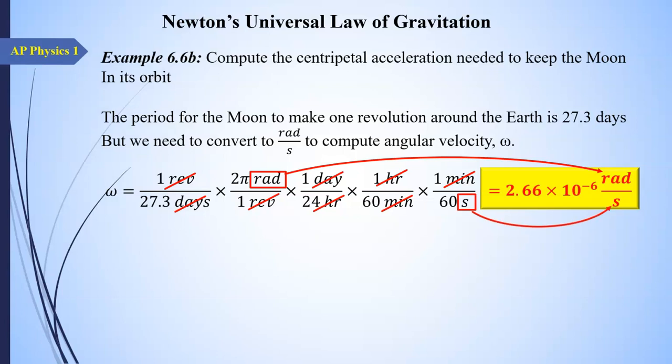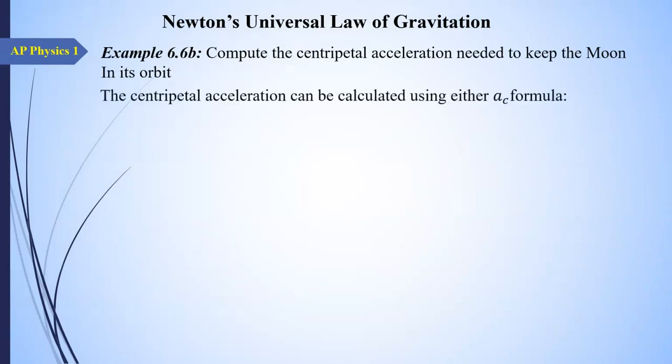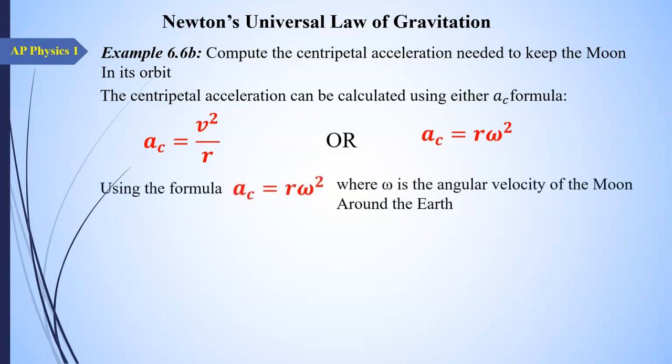Now we're going to use that to figure out the centripetal acceleration. So compute the centripetal acceleration needed to keep the moon in its orbit. The centripetal acceleration can be calculated by using either AC formula, the centripetal acceleration formula, this one, or the one we're actually going to use, this one: the radius times the angular velocity squared. So using that formula, where omega is the angular velocity of the moon around the Earth, there it is.